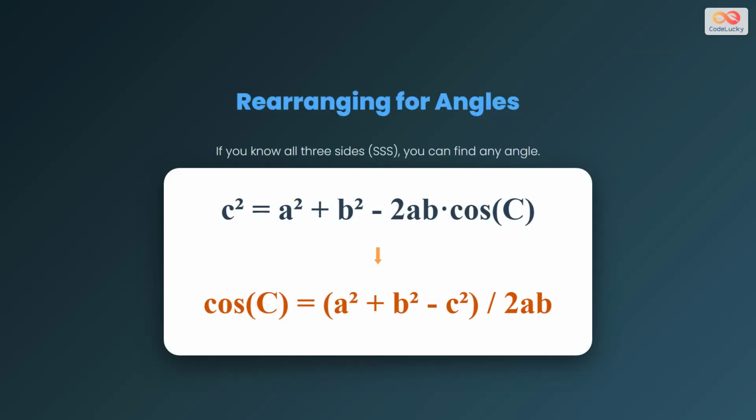We can also use algebra to rearrange the formula. If we know all three sides of a triangle but none of the angles, we can solve for cosine C by isolating the angle. We can find out exactly how wide or narrow any corner of the triangle is, just by knowing the lengths of the sides.